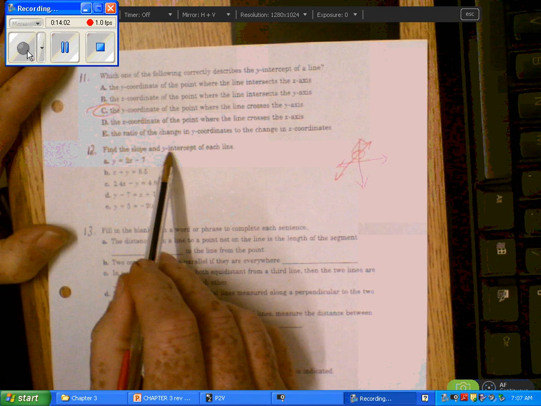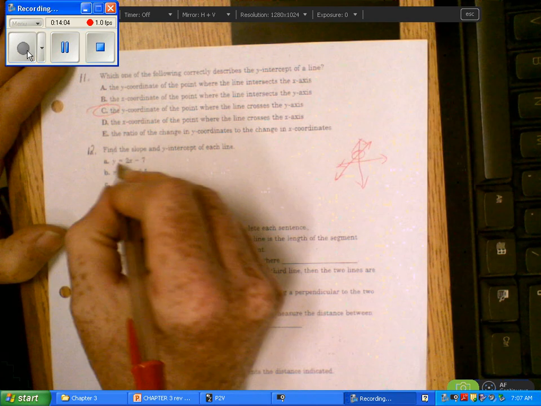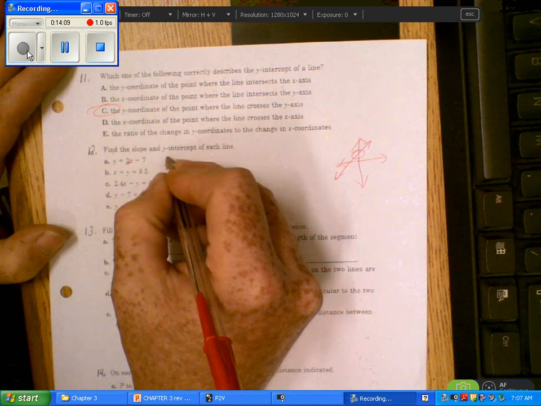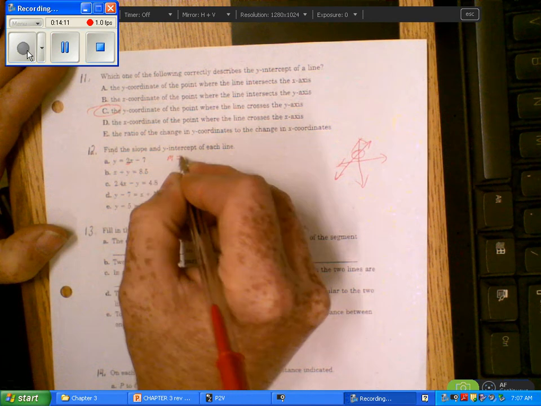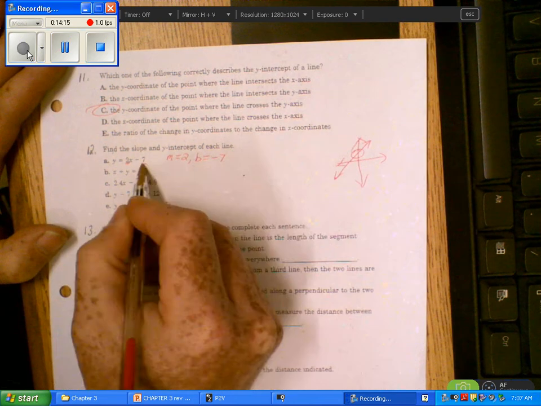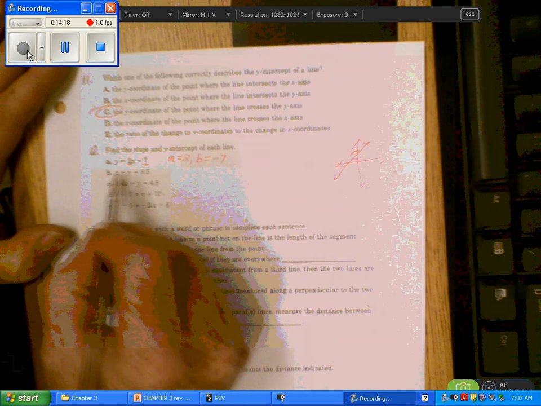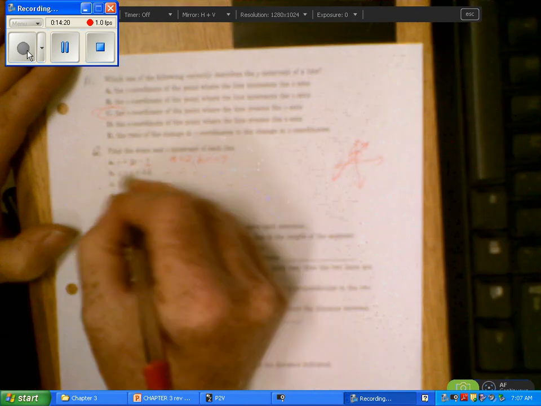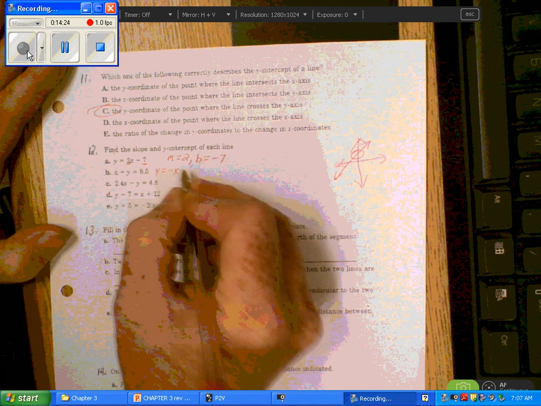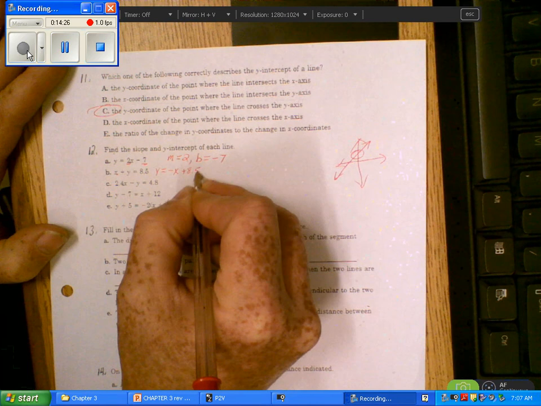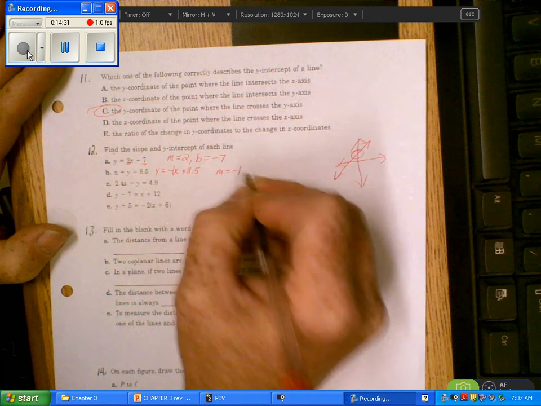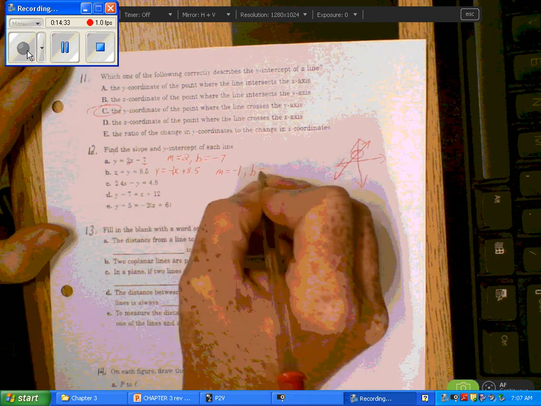Find the slope and y-intercept of each line. If it's in this form, remember, that's y equals mx plus b, so in this case, m is 2, the y-intercept is -7. That's the b right there. The next one, what we got to do is move the x to the other side, so we subtract x on both sides, and you end up with y equals -x plus 8.5. Well, the m, that's out front here, is -1, and the b is just 8.5.